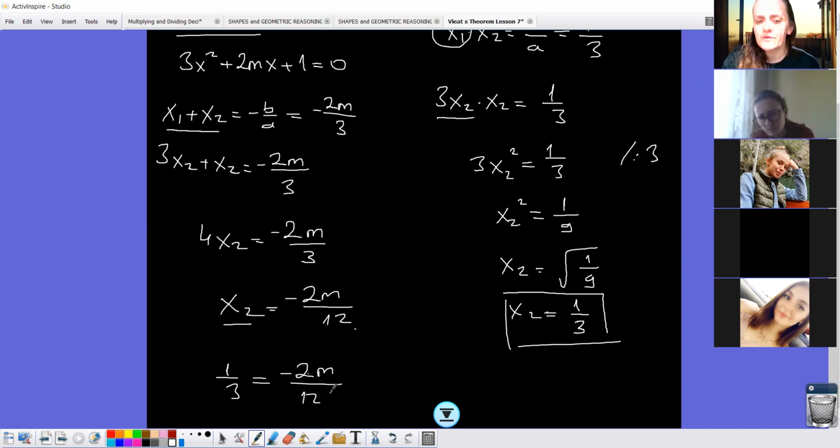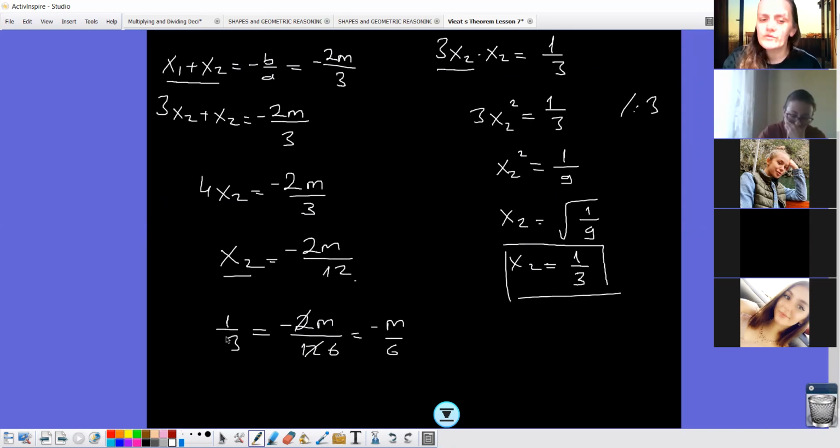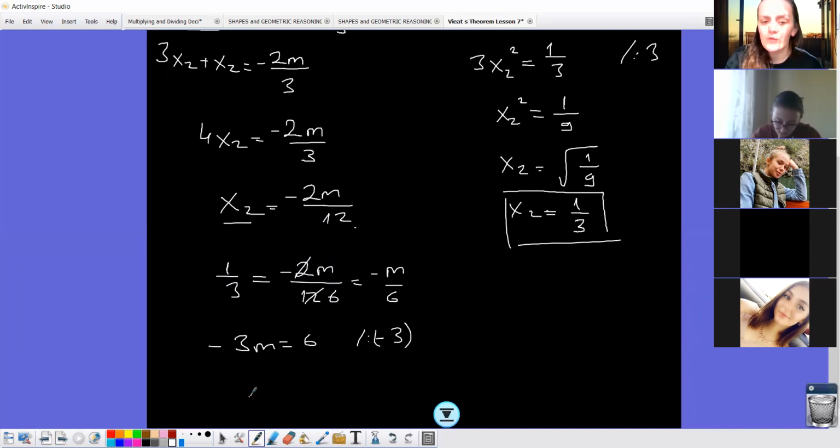Here, guys, you can do simplification. It will be minus m over 6. When you do cross product, you will get minus 3m is equal to 6. You will divide by minus 3, and then m will be 6 over minus 3, which is minus 2. Now we know also m is minus 2.